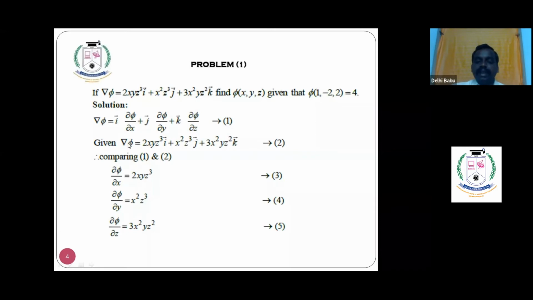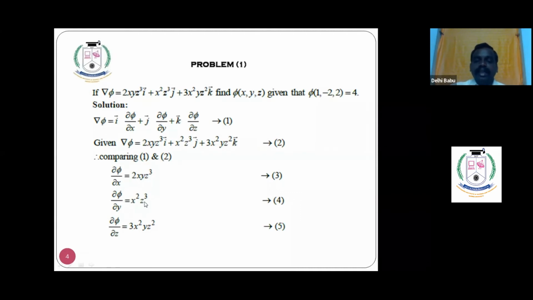From this, my aim is to find the phi value. Here dou phi by dou x means this phi differentiated partially with respect to x. From this, I need the phi value. What's the reverse of differentiation? Integration. That means integrate this equation with respect to x.